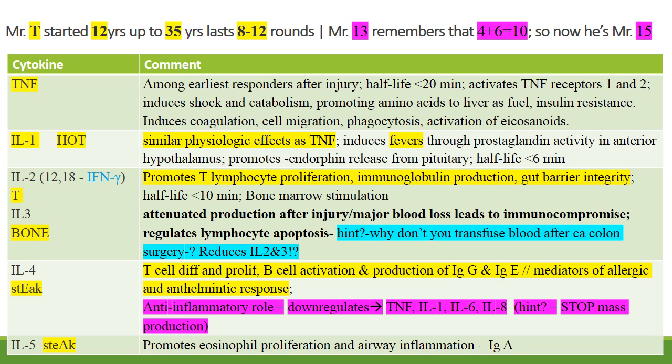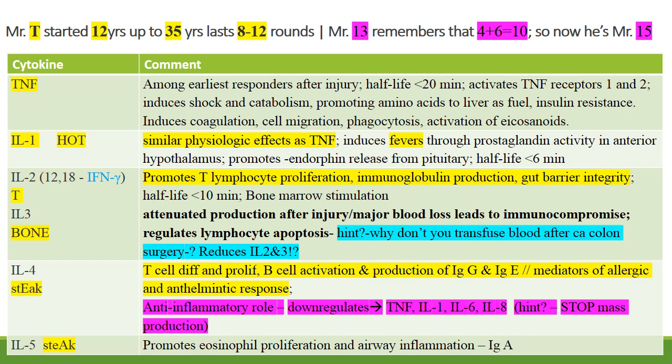TNF is one of the earliest responders after injury. It has two receptors, one which promotes apoptosis and the other one which is anti-apoptosis. It induces shock and catabolism, promotes the amino acids becoming fuel in the liver, promotes insulin resistance. It induces coagulation, cell migration, and phagocytosis.